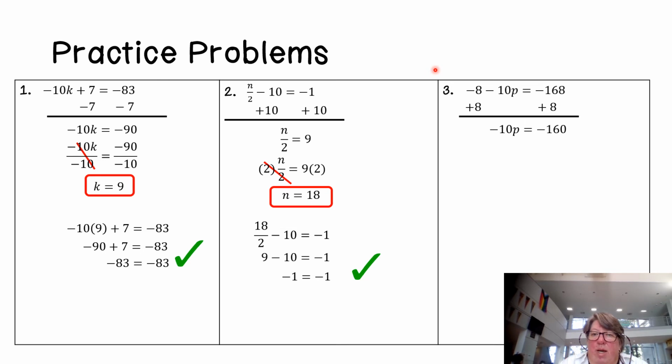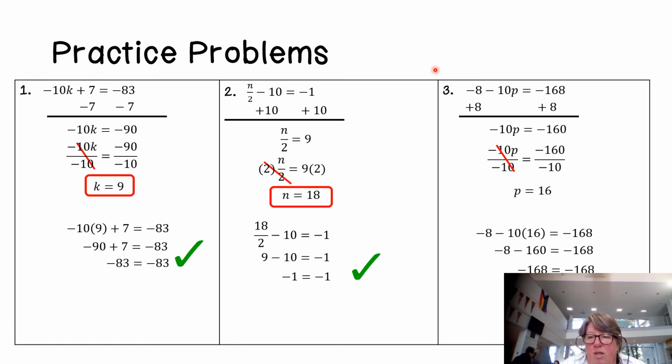We want the p by itself, so we're going to divide by its coefficient. So we're dividing both sides by negative 10. We know that negative 10 divided by negative 10 is 1, so we're left with p is equal to 16. And then we are going to plug it back into our original equation, and you can just barely see above my big fat head that we have a true statement, so p equals 16 is correct.